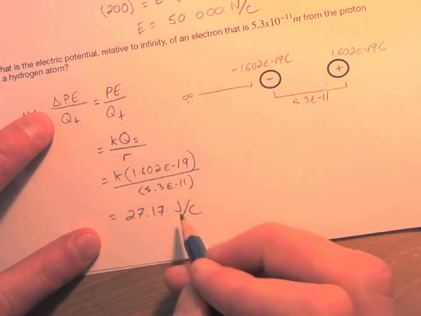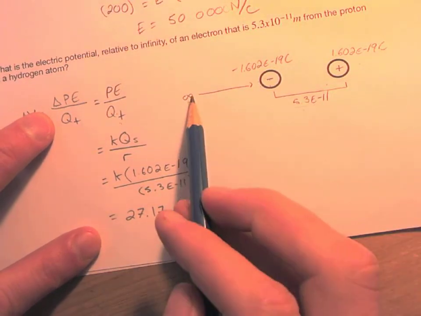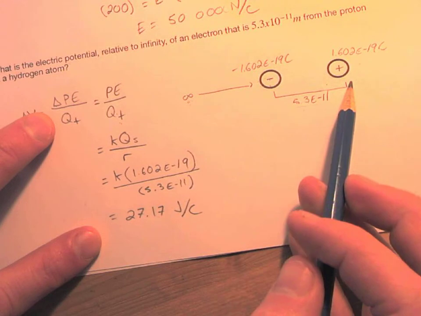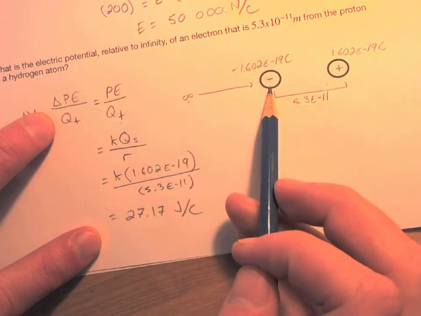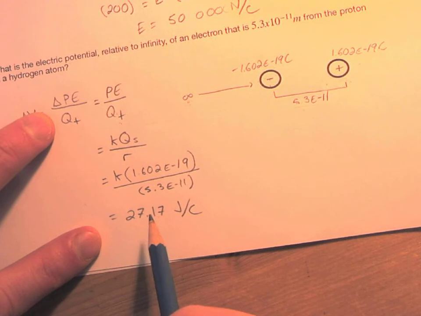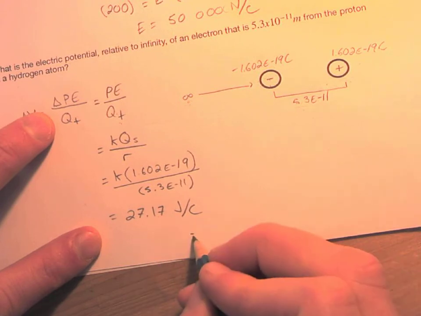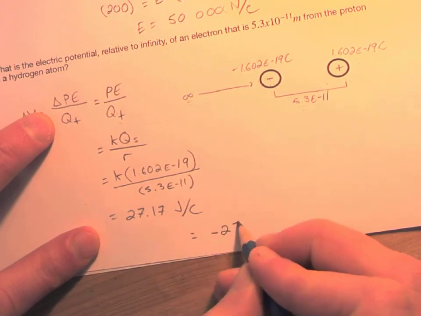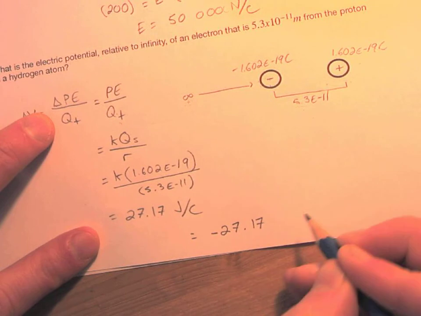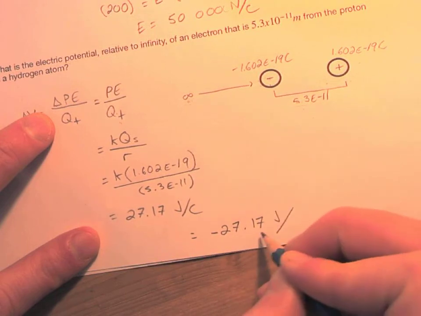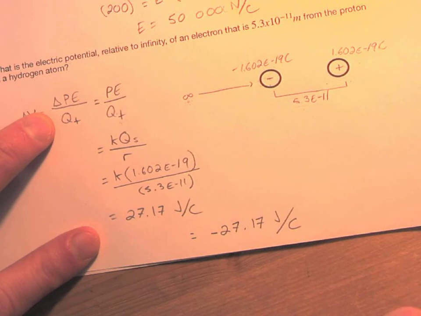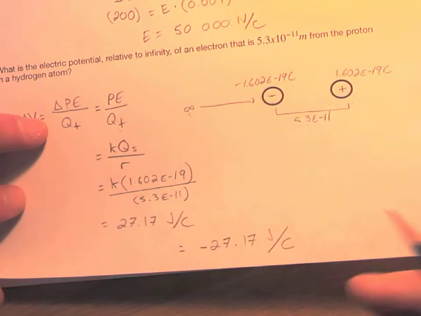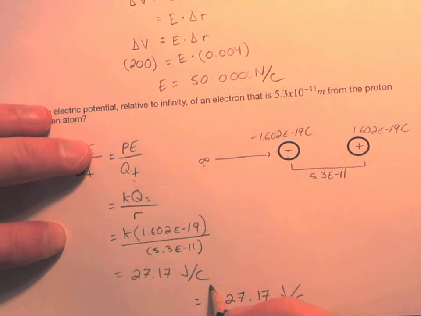So that's our answer, but one thing you have to notice is that this electron wants to go towards this proton. So really, to go from infinity to this spot, you don't have to put any amount of joules in. It's going to do it on its own. So it has to be a negative value. It's going to take negative 27.17 joules of work per coulomb to get from infinity to there. It's going to do it on its own, and you're actually going to get work out of it. All right, so that's the answer for that one.